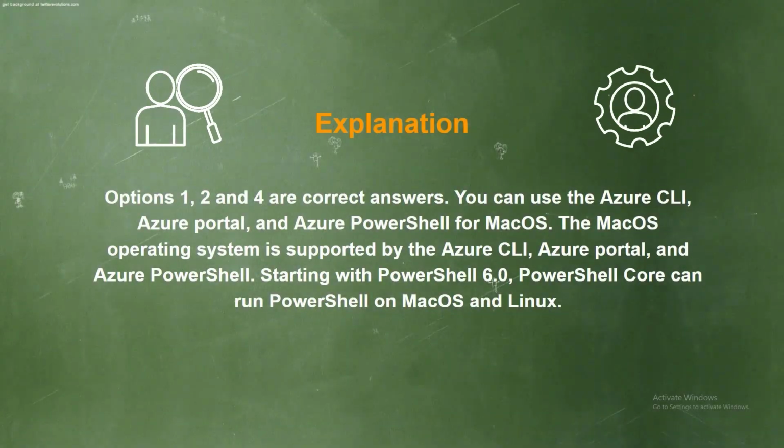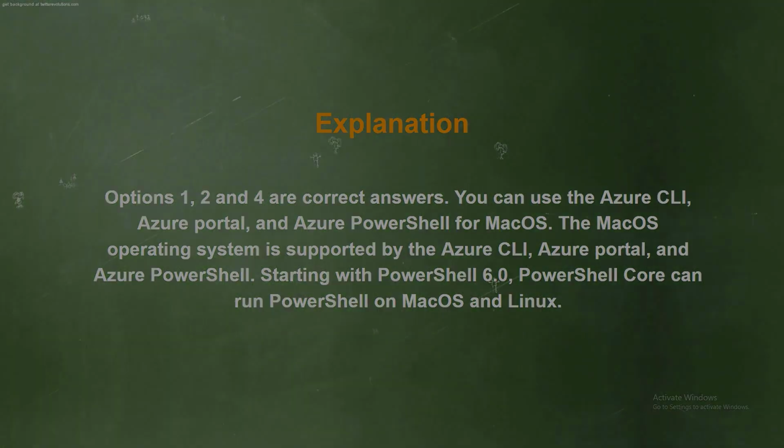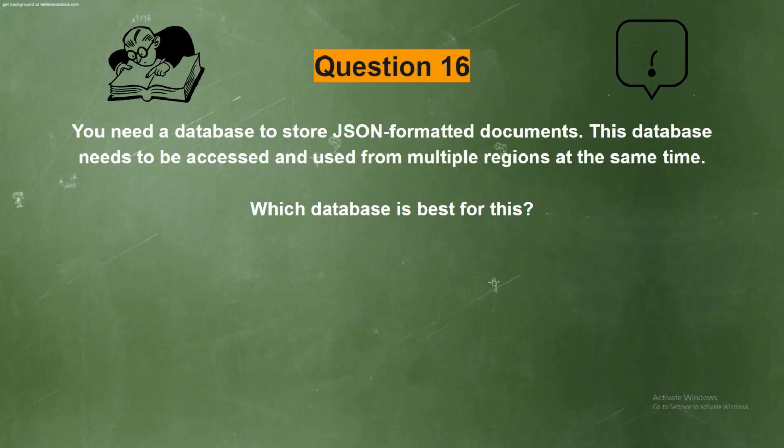Explanation. Options 1, 2 and 4 are correct answers. You can use the Azure CLI, Azure Portal, and Azure PowerShell for Mac OS. The Mac OS operating system is supported by the Azure CLI, Azure Portal, and Azure PowerShell. Starting with PowerShell 6.0, PowerShell Core can run PowerShell on Mac OS and Linux. Question 16. You need a database to store JSON formatted documents. This database needs to be accessed and used from multiple regions at the same time. Which database is best for this?